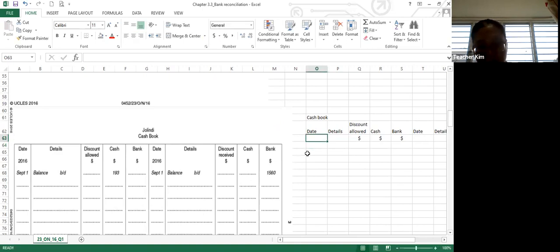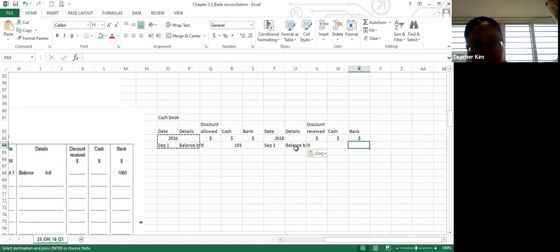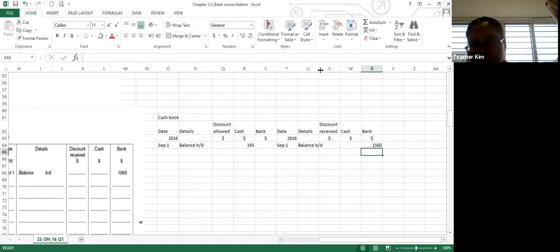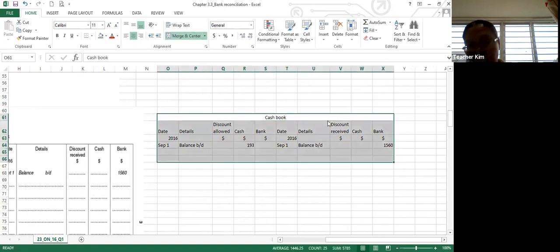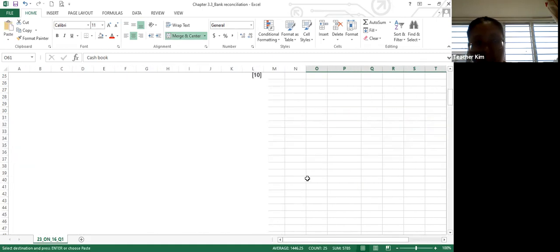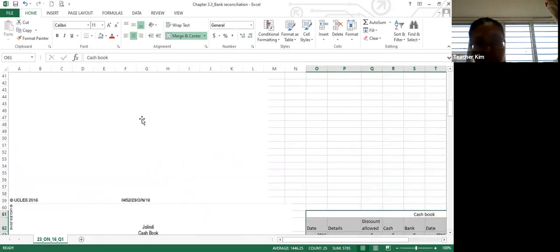Put in the opening first. September 1st, 2016, balance. Cash 193, and for the bank we have the overdraft, and the amount is 15960. This is a cash book, so we copy up first so that it is easier with the information that we have. I drag this one down first.